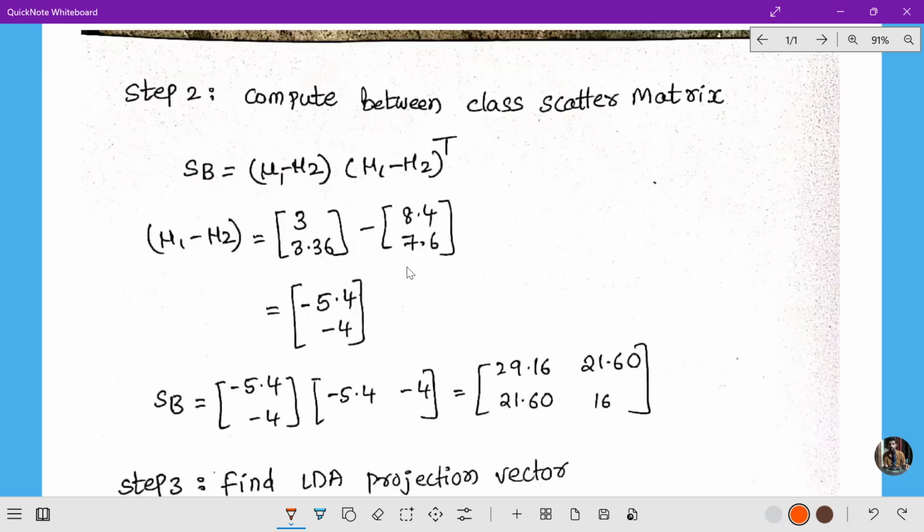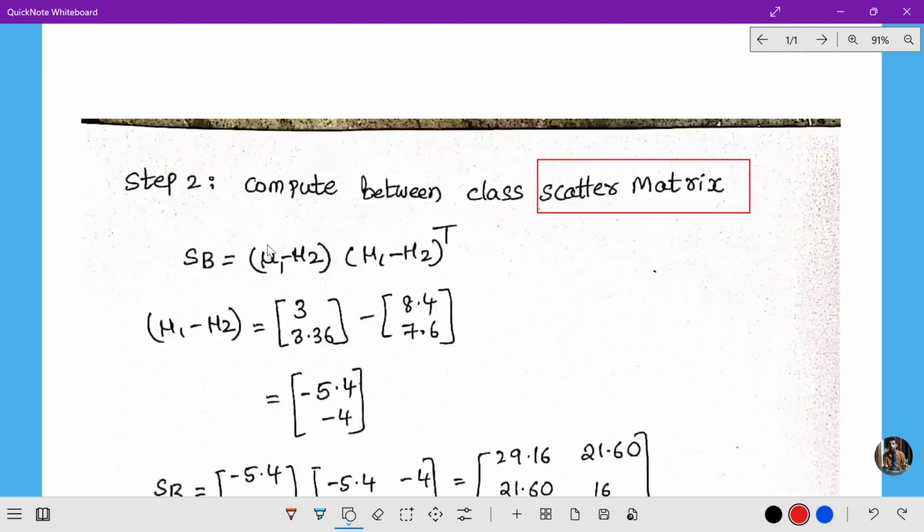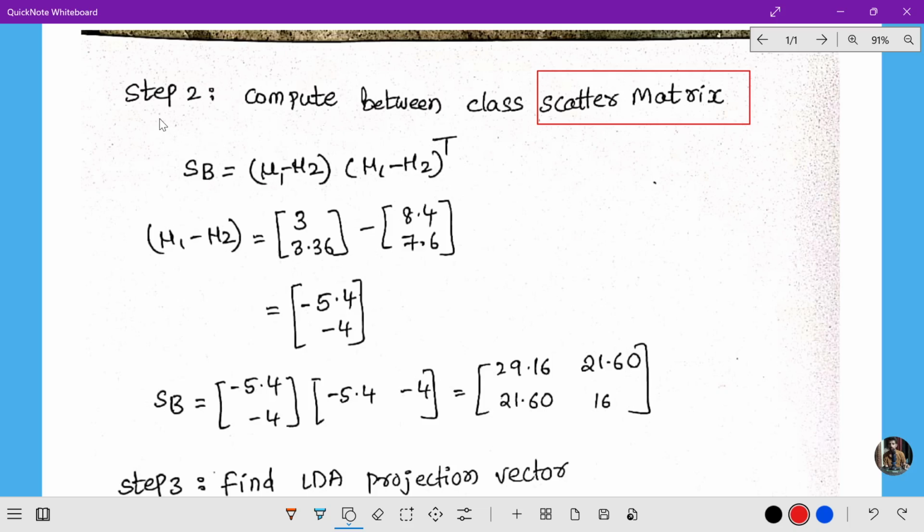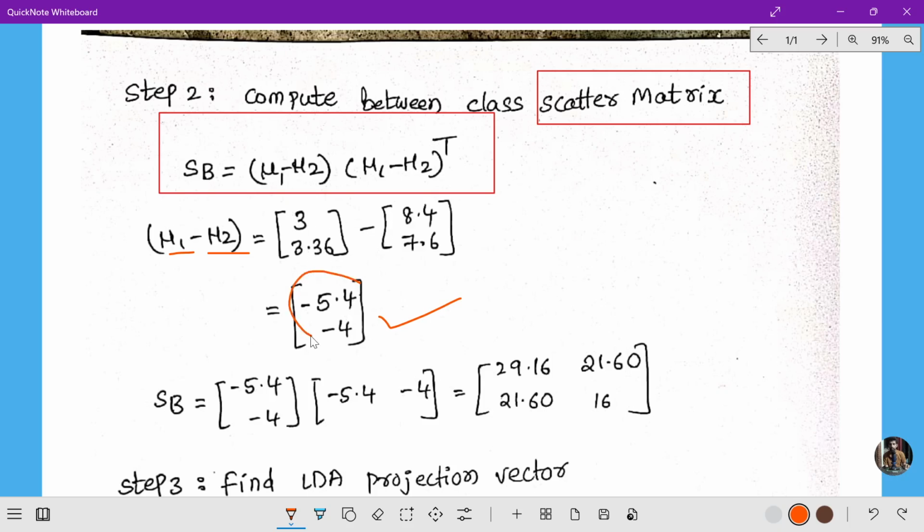The second one is to compute the class scatter matrix. Here you observe SB is equal to (mu1 minus mu2)(mu1 minus mu2) transpose. So we need to find the value, starting with mu1 minus mu2. We already completed mu1 and mu2 above. So that is 3.6 minus, so we receive this one.